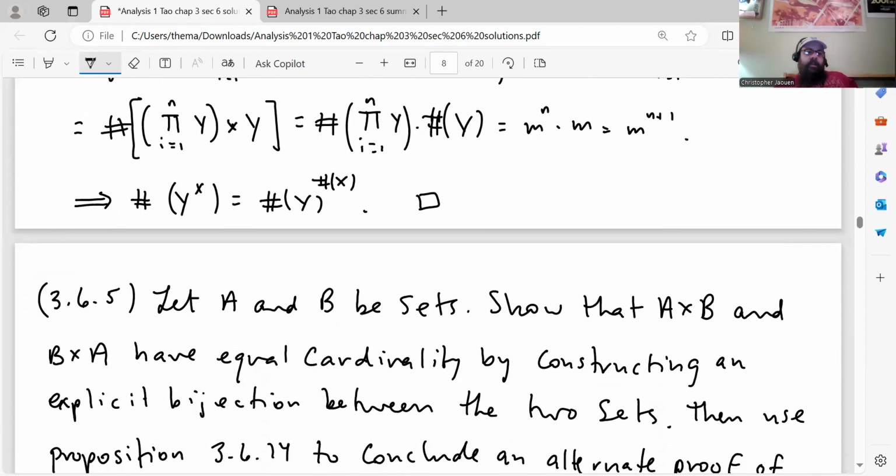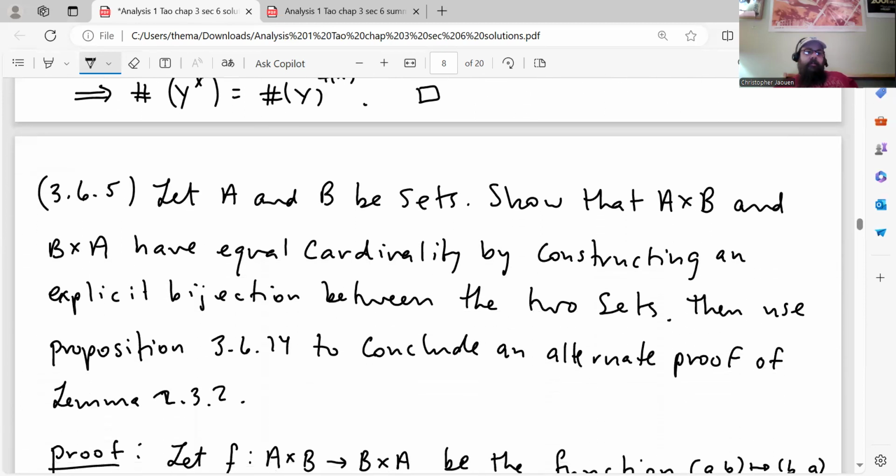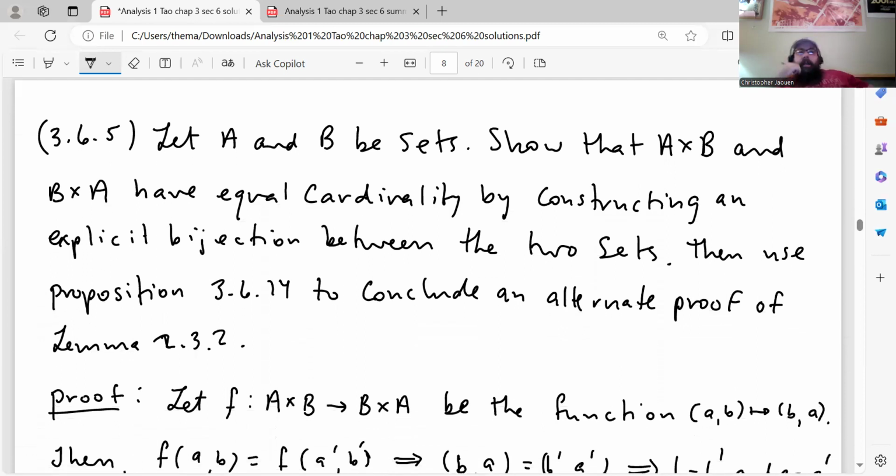Right, next, 3.6.5. Let A and B be sets. Show that A times B and B times A have equal cardinality by constructing an explicit bijection between the two sets. Then use proposition 3.6.14 to conclude an alternate proof of lemma 2.3.2. Lemma 2.3.2 says that multiplication of natural numbers is commutative.